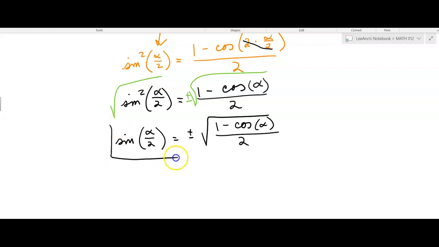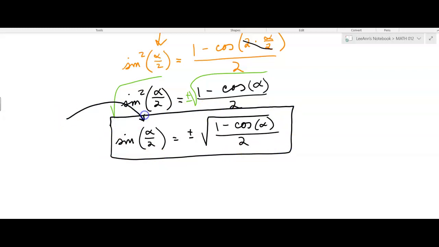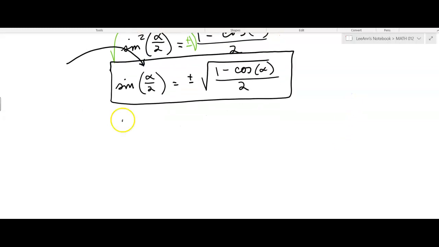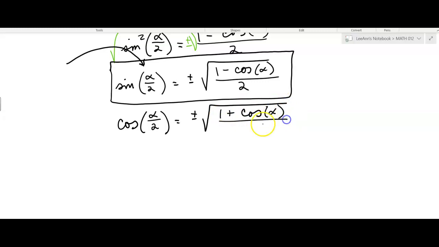So this is called a half-angle formula. And it's called a half-angle formula because you see here, you have the angle being cut in half. Some angle, alpha. All right, so you could do a similar thing for cosine. So cosine alpha over 2 is going to equal plus or minus the square root of 1 plus cosine alpha over 2. Now notice that the square root symbol is coming all the way over the denominator as well. It's all under there. Okay, so there's the cosine half-angle formula.